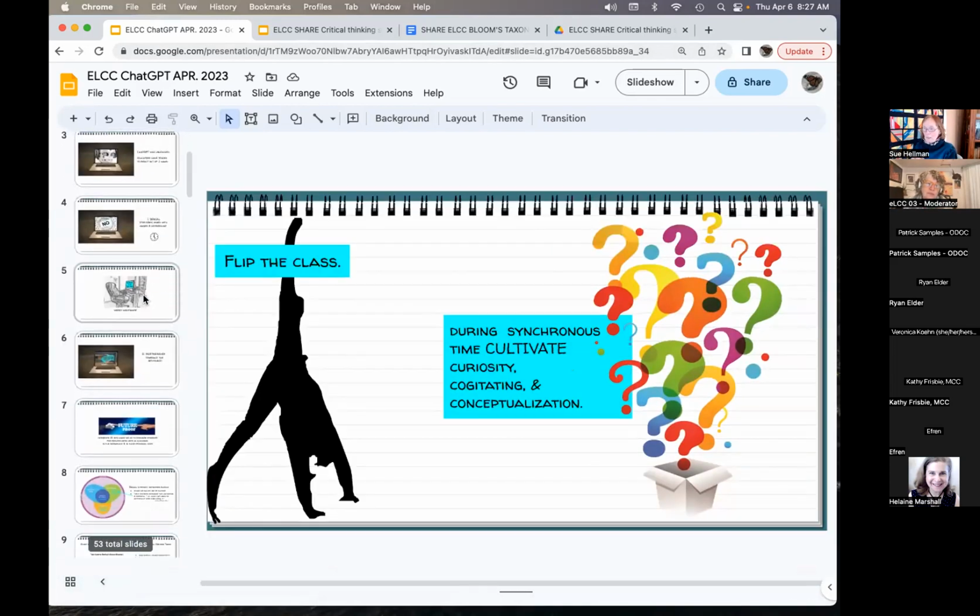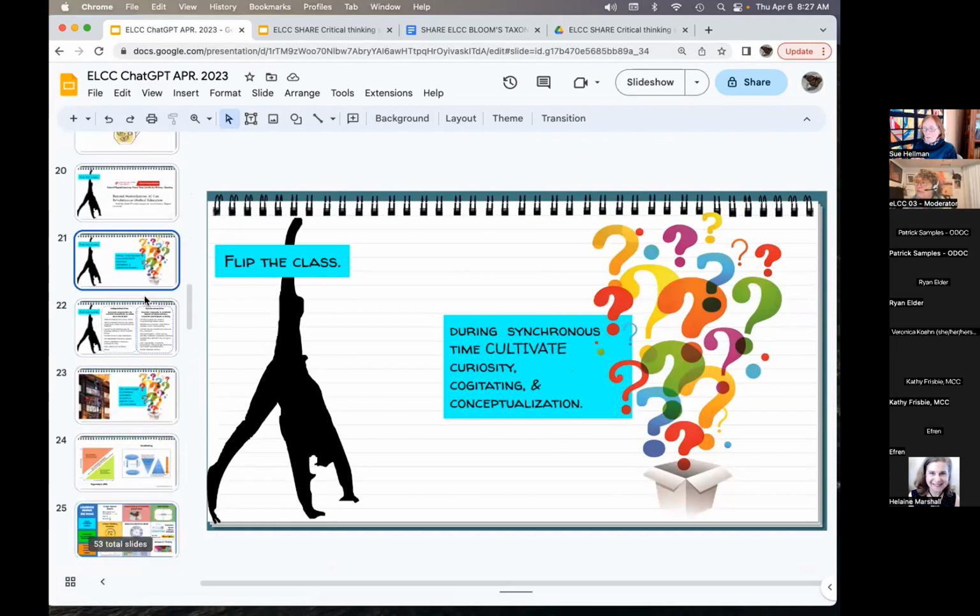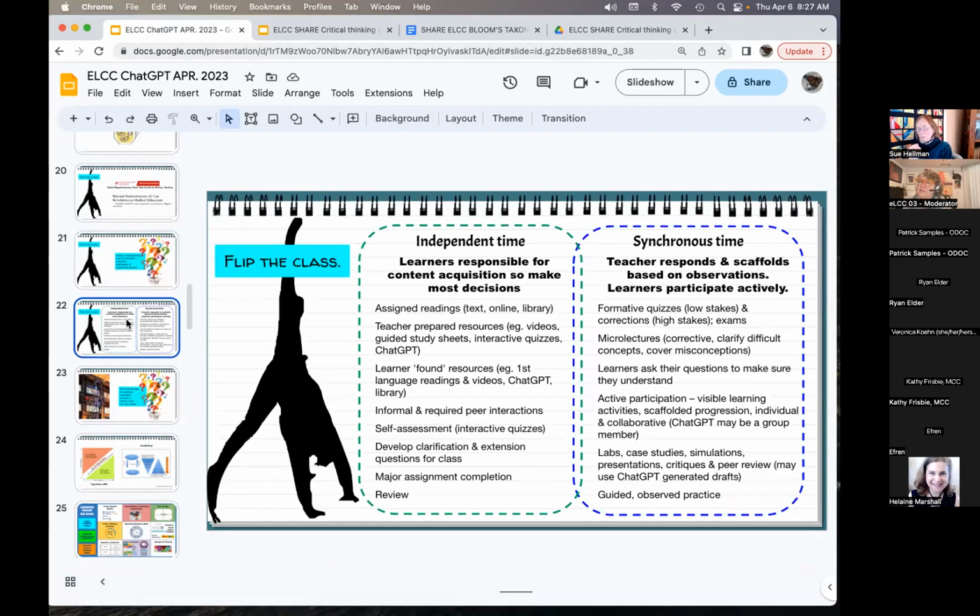Let me suggest something like this. This is in your deck. All right. So if we think of independent time and synchronous time, the pre-class activities used to be thought of as developing engagement and introducing a topic. I'm beginning to think of that independent learning time as the learners taking responsibility for content acquisition, and we're going to put a lot more decisions into their hands for what that means.